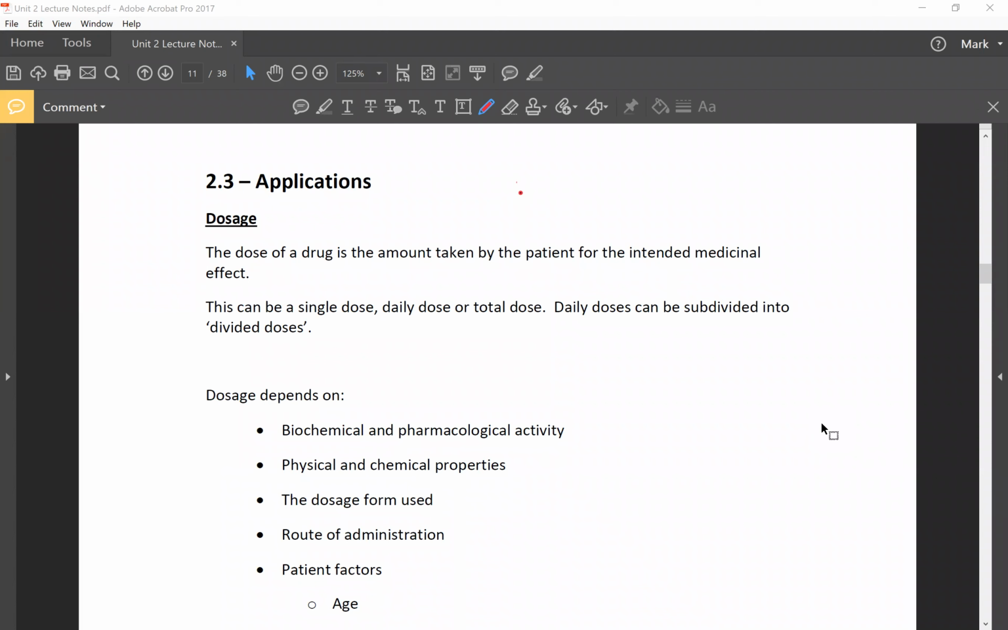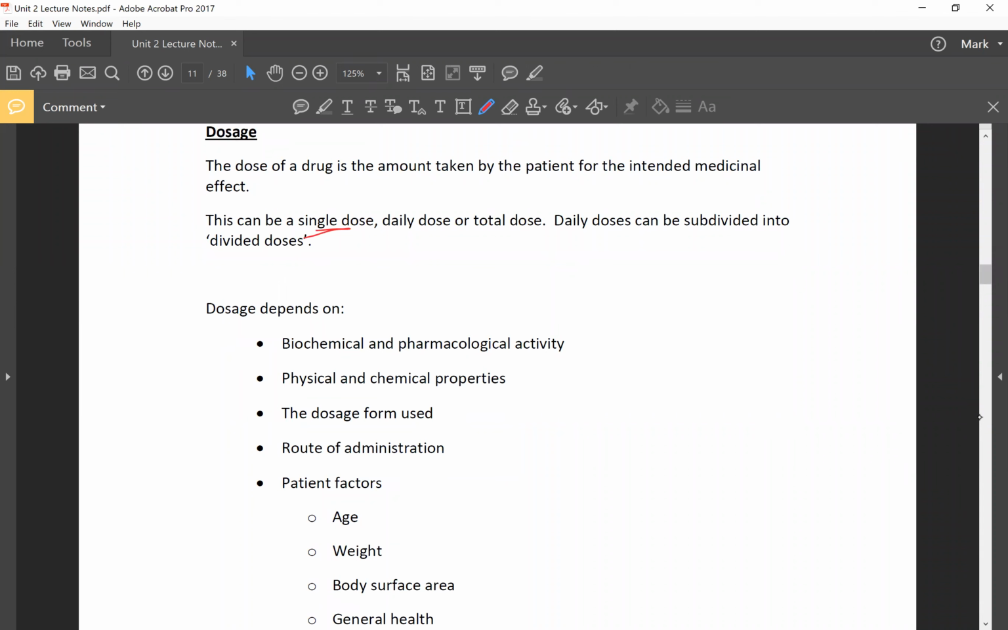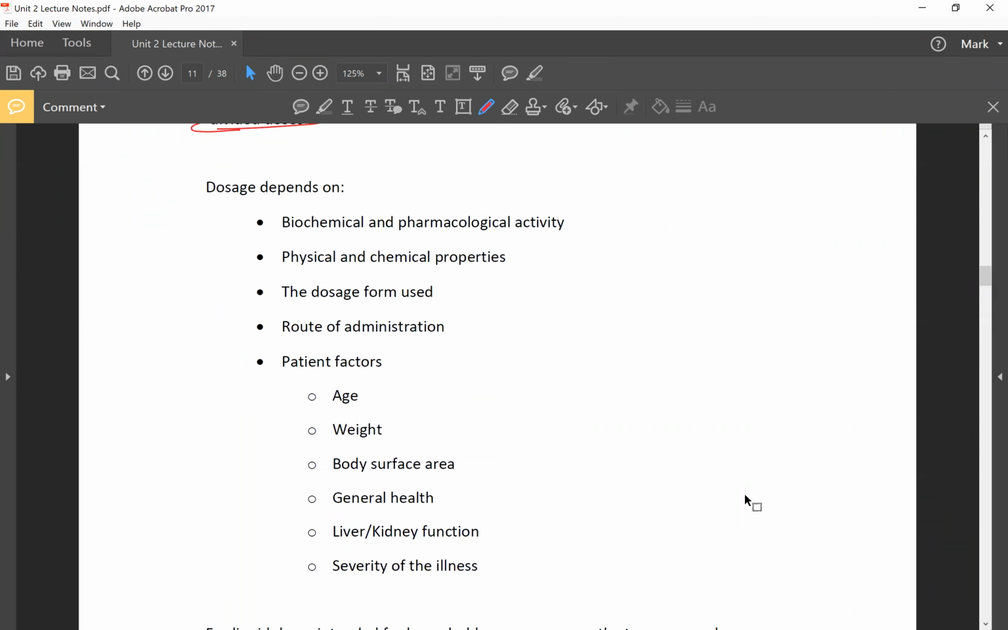And as I mentioned, doses could be single, it depends on how your prescription is written or the information on the bottle. For example, a bottle of pills might mention single doses, daily doses, twice daily doses, total doses. We can divide doses into a term called divided doses. And as I mentioned yesterday, this depends on so many things.